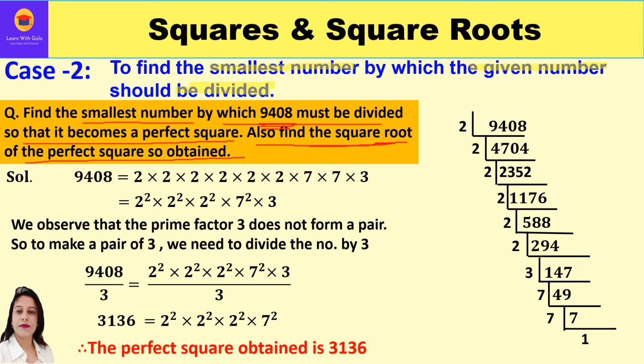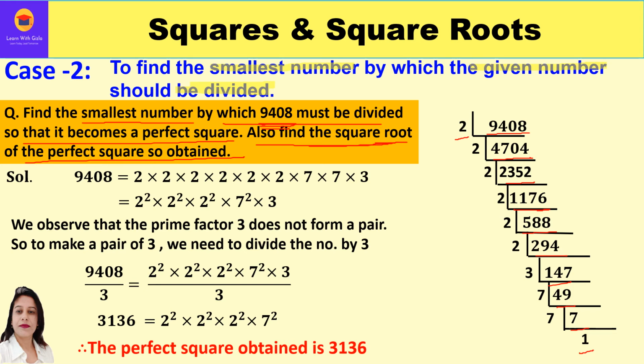While solving this question, we again have to use the prime factorization method. So we will start by prime factorizing 9408. It's an even number, so we shall start with 2, and further we shall get 4704, then 2352, then 1176, 588, 294. Again the same factorization will come, 3, 7, 7, because the number is the same.